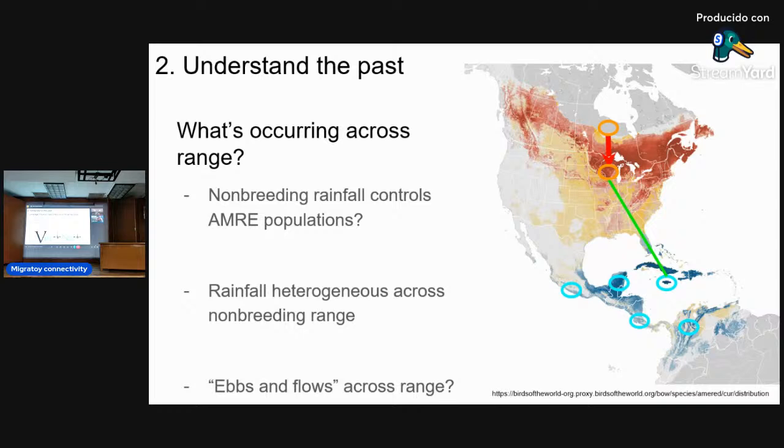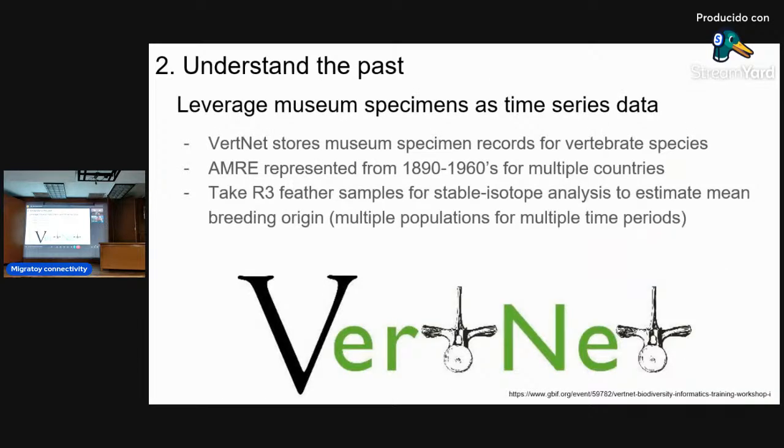And so we can actually test this across a long time period in the past by leveraging museum specimens of redstarts. And so remember, to do stable isotope analysis, all you need is a tail feather sampled from a bird on its non-breeding grounds. And so we have hundreds of museum specimens that were collected across the non-breeding grounds as far back as 1890. And so the tail feathers from those birds collected in 1890 is going to be representative of their breeding habitat during that time in 1890.